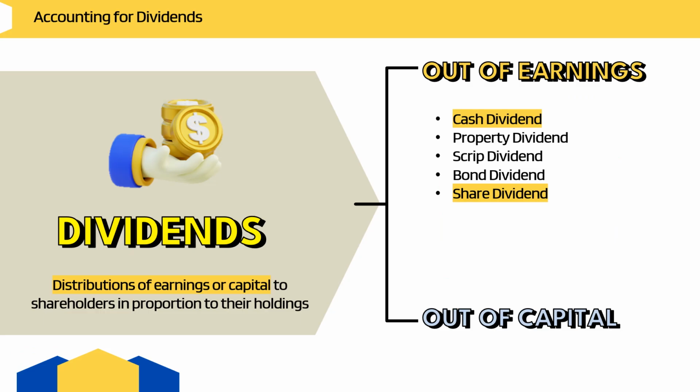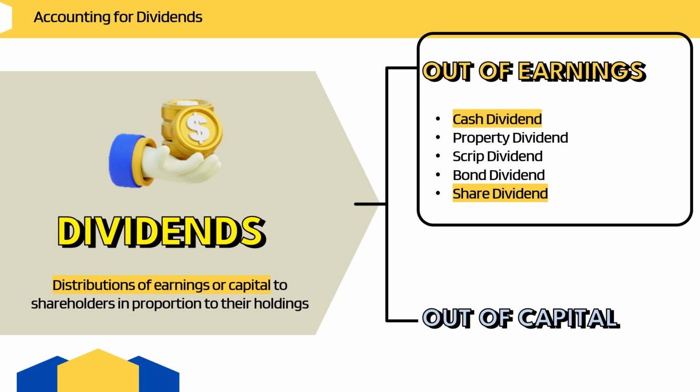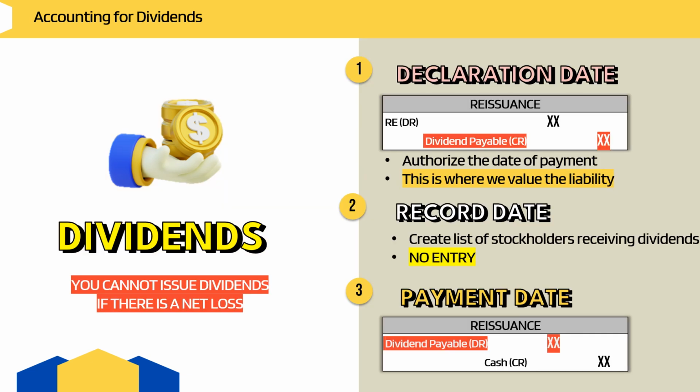So there are 2 types of dividends, out of earnings and out of capital. Pero I will only teach you cash dividends and share dividends. First thing is that you cannot issue dividends if there's a net loss. The idea here is this: sobrang kumikita yung company, tumataas yung retained earnings natin, so we want to reward our investors. To reward them, we will issue dividends. In the same way that bond owners get interest, equity holders naman expect good dividends from companies.